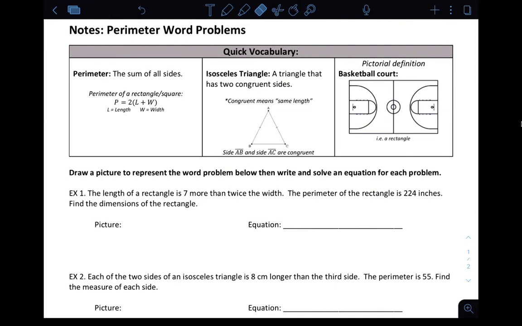I wanted to go over some quick vocabulary with you. First, I wanted to talk about the word perimeter. Perimeter means that you're going to add up all the sides. Now, most of the time we're going to be talking about a rectangle or a square or a triangle. So I wanted to kind of talk through the perimeter of a rectangle or a square really quickly.